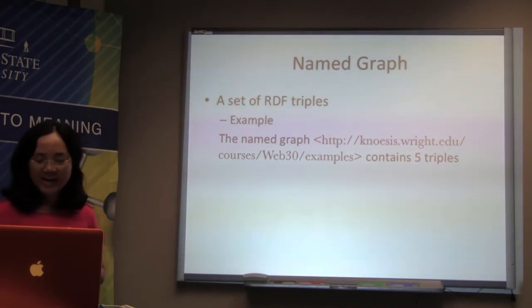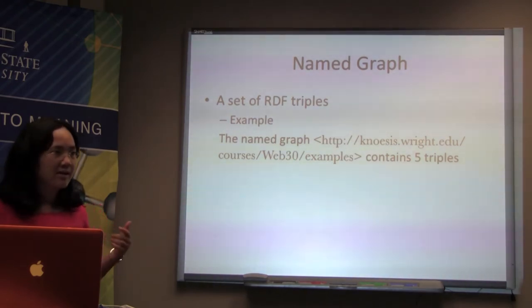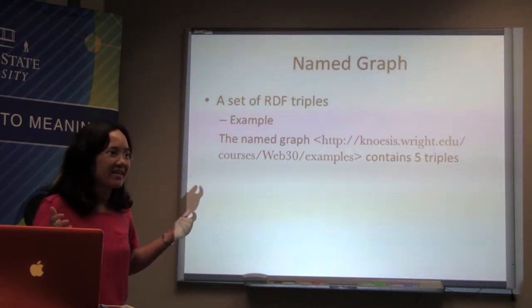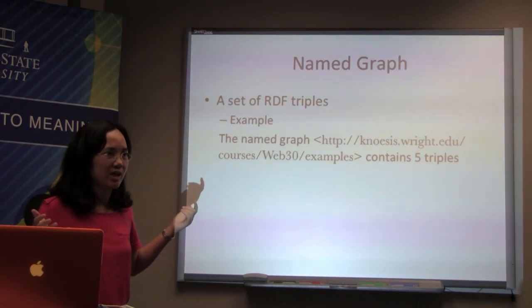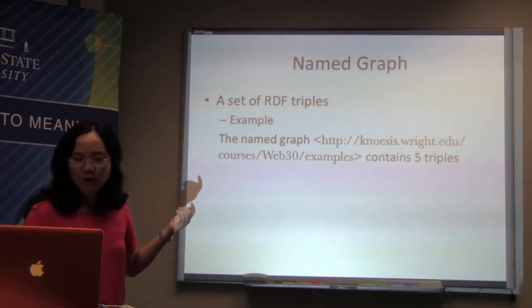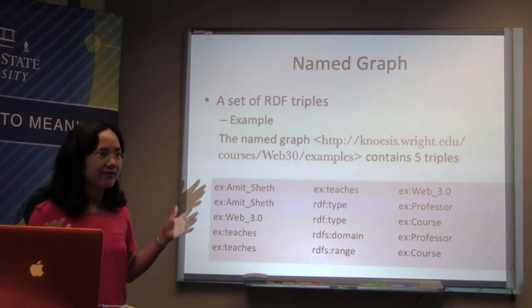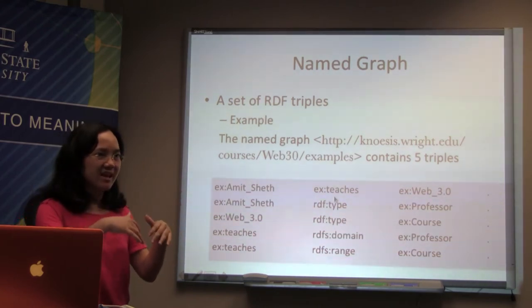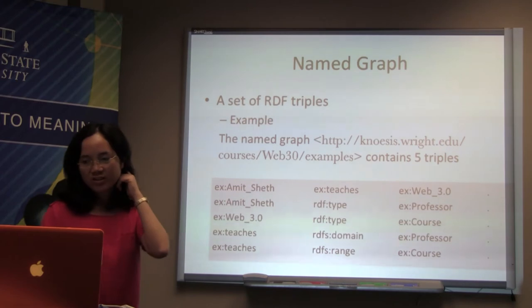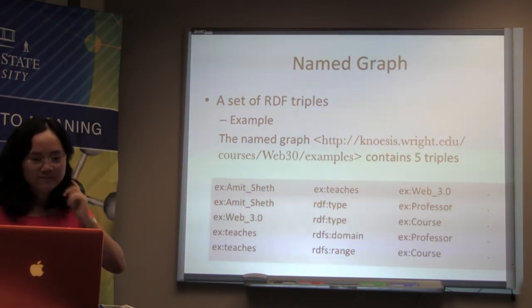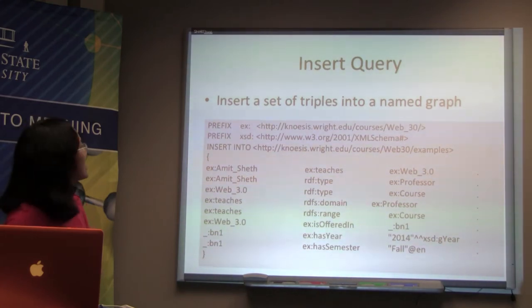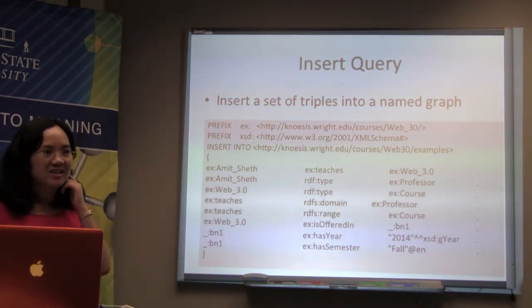And for a named graph, we say that an RDF named graph is defined as a set of tuples. So for example, if our example has five tuples like this and we want to insert this set of tuples into the SPARQL endpoint, this is the query. This is one example of the insert query.